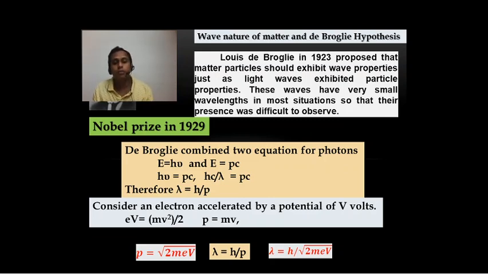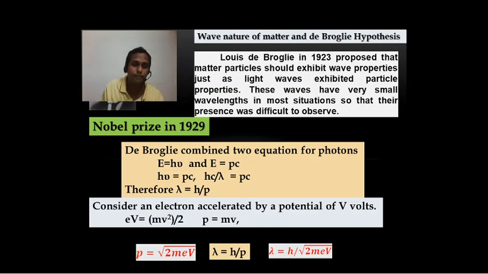Now consider an electron accelerated by a potential of V volt. Then eV is equal to half mv square, its kinetic energy. Suppose there is an electron accelerated by a potential of V volt, then its energy is equal to small e into capital V, the charge of the electron into the potential, which is equal to half mv square.